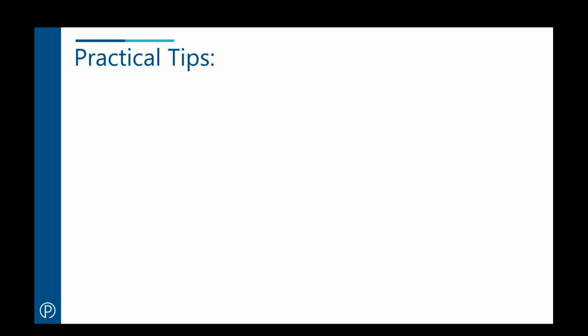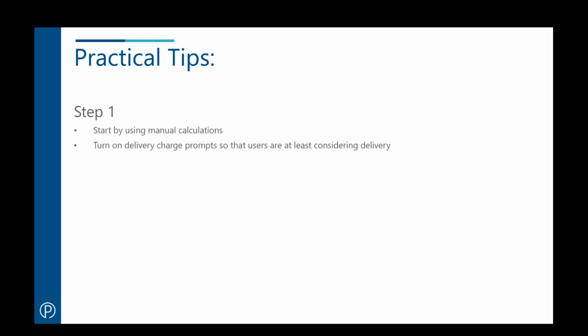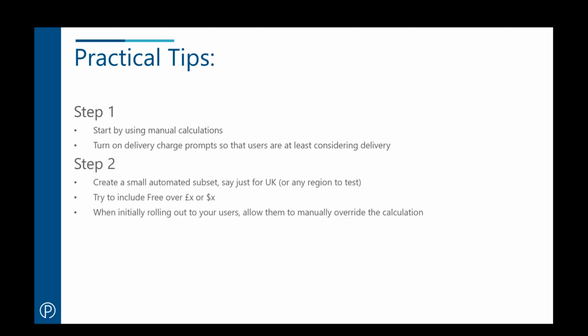So if you're going to go about setting up delivery charges and particularly calculated delivery charges, these are my practical tips. As a first step, I would just start by setting up manual calculations. That gives you the minimum option so that users start getting prompted and have to put in some kind of delivery. The second thing I would do is create a small automated subset.